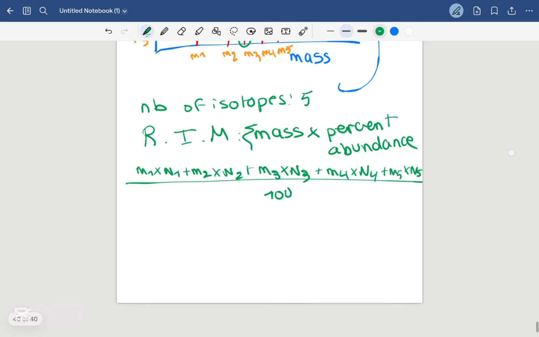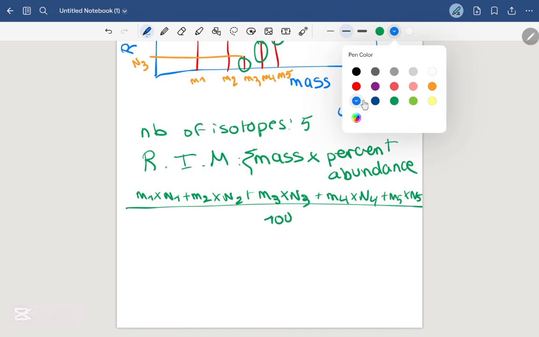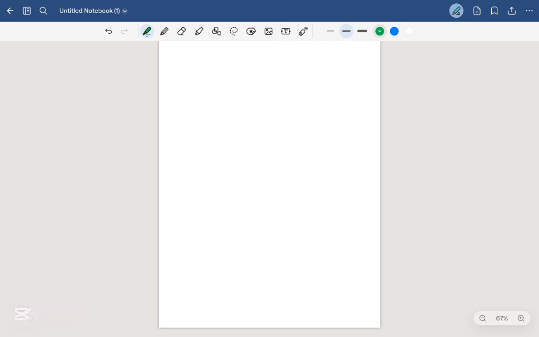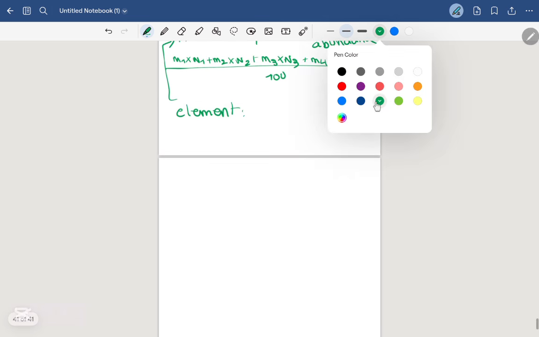And the last thing they will probably ask you for is the element. So how do you find this? After finding the relative isotopic mass, you will look to the periodic table and you will see which element has this mass or approximately this mass, and you will choose it. Just like that, we finished 1.2. Now we'll move on to a new section, which is 1.3.